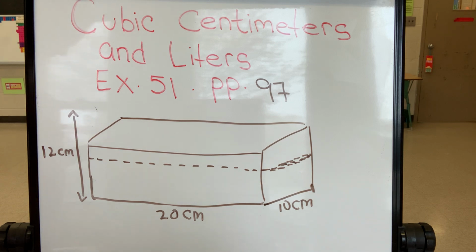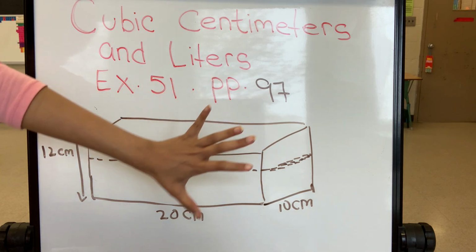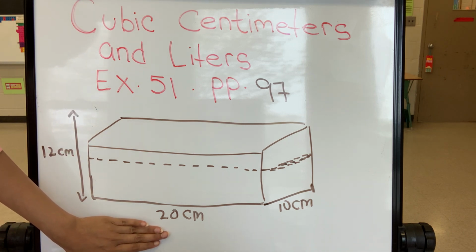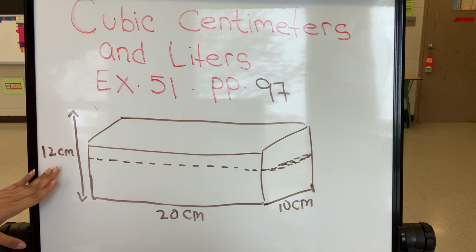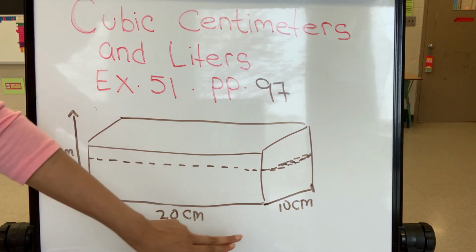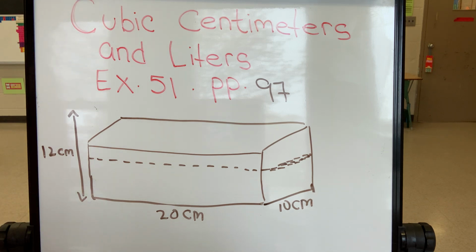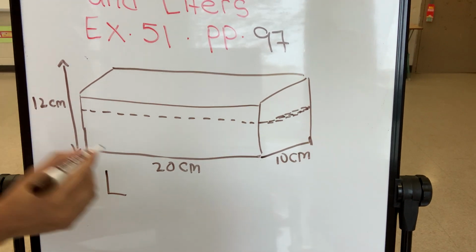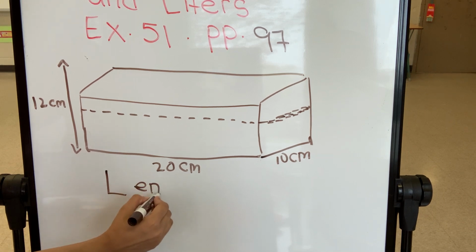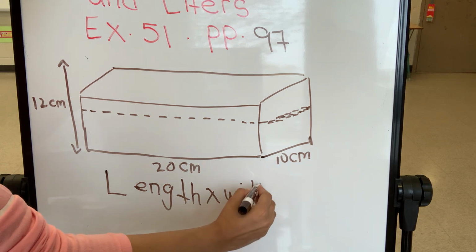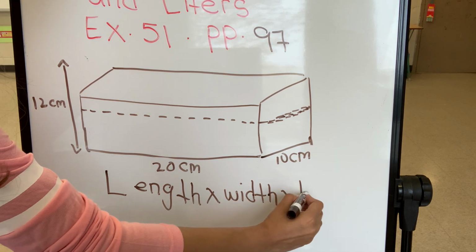So I've drawn this picture for you, this box, and I have given you 12 centimeters in the height section, 10 centimeters for the width, and 20 centimeters for the length. So remember, how to find the volume is length times width times height.